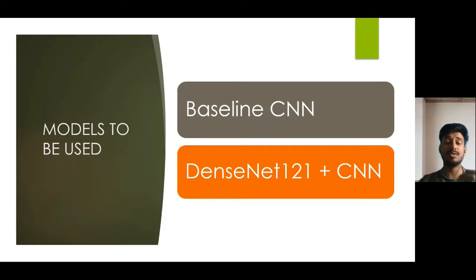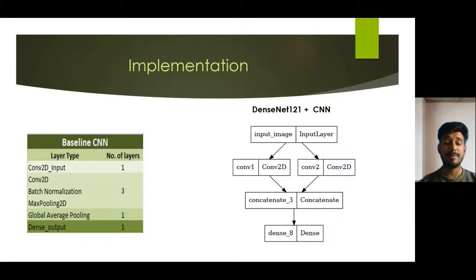So the models to be used in this research are the baseline CNN, which is designed for this purpose, and DenseNet 121 plus CNN, that is a hybrid model. So for the implementation part, the baseline CNN has the first convolution 2D input layer and 3 layers of convolution 2D, batch normalization and max pooling, and then one layer each of global average pooling and a dense output layer having one output, so binary output.